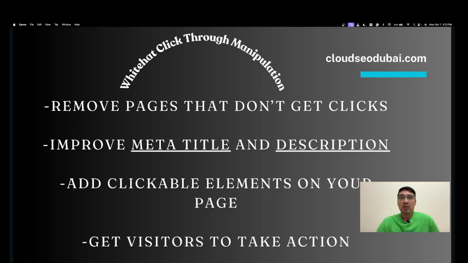Well, the white hat way is to remove pages that don't get clicks. That's the first thing that I often tell website owners that they should do. Improve meta title and description. If you want to improve click-through rates, make sure that your meta title and description is attractive. If it's not attractive, even if you rank number one, you're not going to get clicks. So make sure that they're attractive, and the more clicks they get, the better it is for you, because you'll end up ranking high.